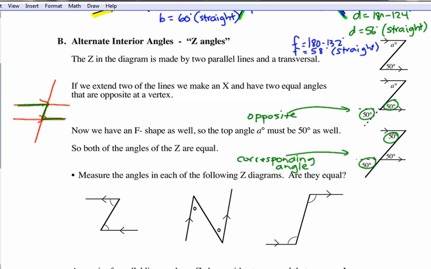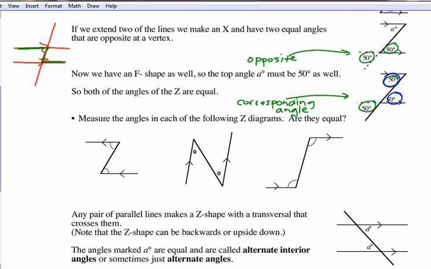And so therefore, we have 50 and 50 here are going to be equal. And they're called interior alternate angles. Interior alternate. They're on the insides, and they're alternating. One's on one side, one's on the other side. So we're going to measure each of the following.